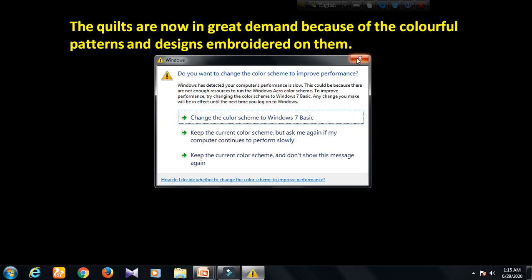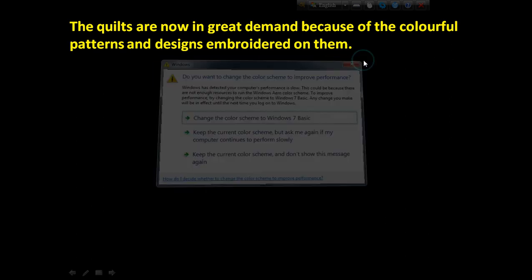These quilts are now in great demand because of the colorful patterns and designs embroidered on them. Okay, actually in Nakshi Kantha there may be a lot of designs. There may be pictures of the villages, there may be pictures of the towns, there may be stories of people. That means the people who make or weave Nakshi Kantha make designs from their own activities. So for this reason Nakshi Kantha is called a kind of embroidered quilt. Embroidered means using thread to make designs.